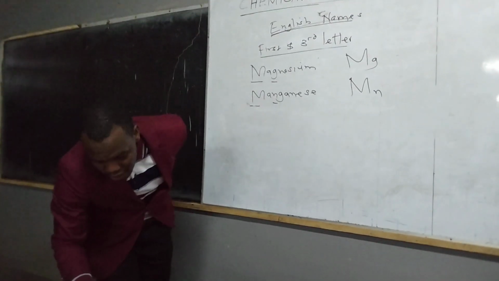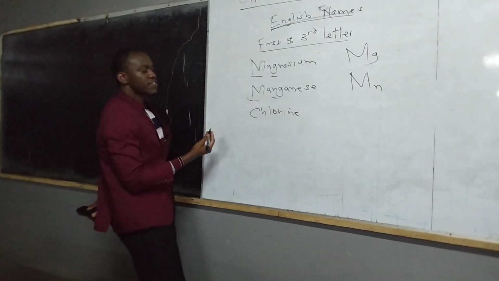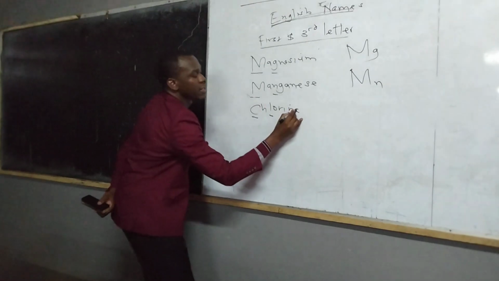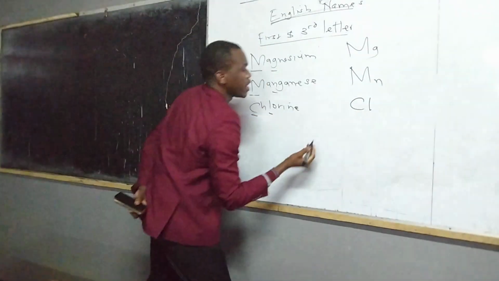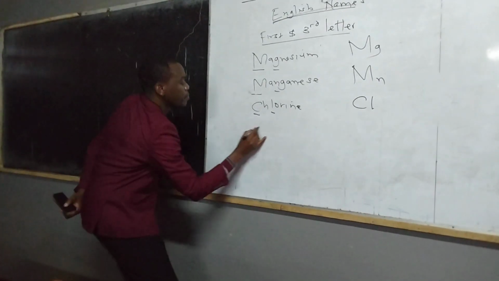And then another one, you have also chlorine. Chlorine, you also take the first and the third letter. So that is Cl. And then we have another one like chromium.